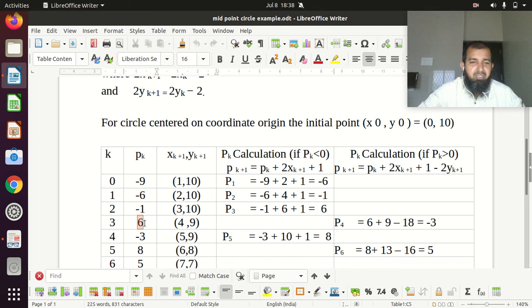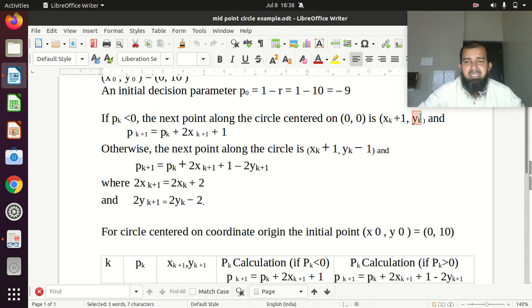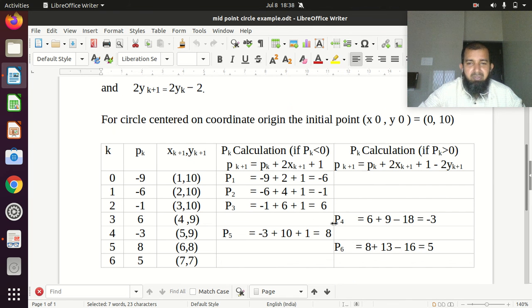If it is positive, greater than or equal to 0, then y gets decremented. See here, if pk is greater than 0, then y gets decremented. If pk is less than 0, y remains same. If it is greater than 0, it decrements. And next pk value is calculated with this formula, so it gets decremented here.